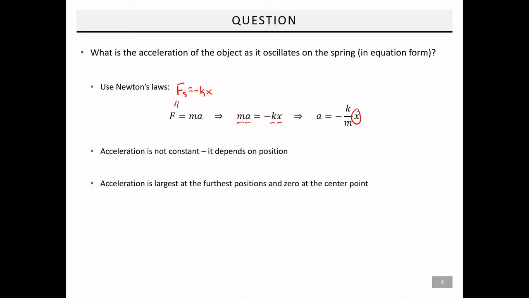Also in this equation, notice that when the object is pulled furthest to the right or pushed furthest to the left, at these points the x value is the largest, so the acceleration is also going to be the largest. And finally, when the object is dead center in that equilibrium position, at that point x is equal to 0, so the acceleration that the object feels is also 0.